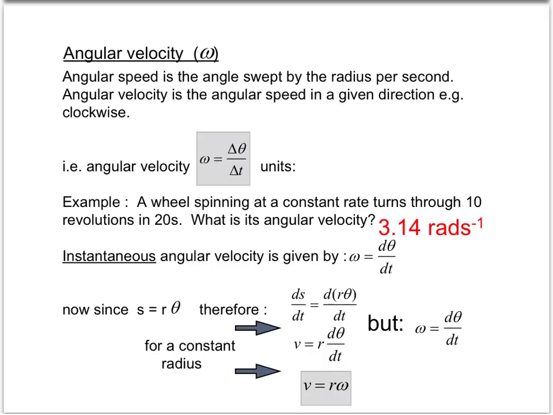Okay, we're going to now look at another concept that is angular in nature, that is angular velocity. Well, starting with angular speed, it's just simply the angle swept by the radius per second when tracing out a circle. Angular velocity is the same thing but with a given direction, for example, clockwise or anti-clockwise. Here's the defining equation. Omega equals delta theta over delta t, which is the rate of change of angular displacement. The units are radians per second, usually written like this.